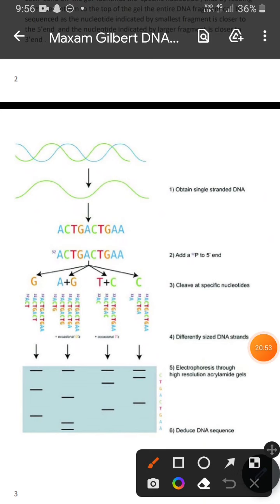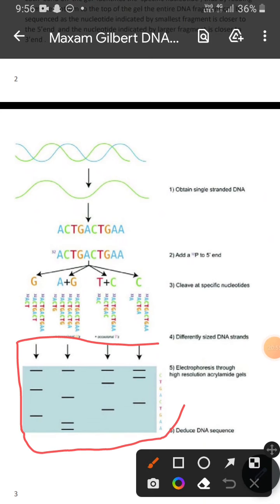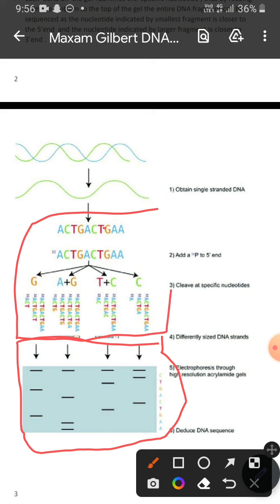Although the entire process is quite the same as Sanger's in the red marked part, the difference is here. Here we are using chemicals, and in the case of Sanger's we are using dideoxynucleotides. That is the difference.